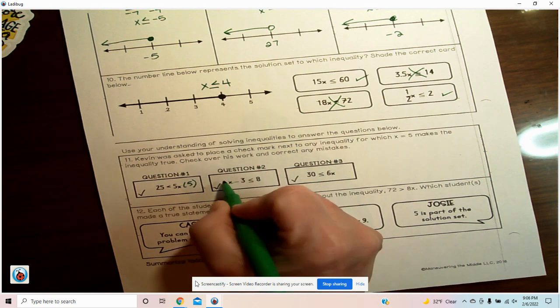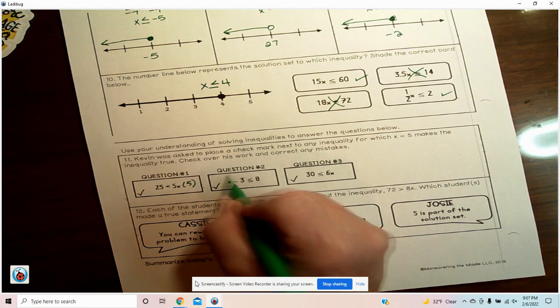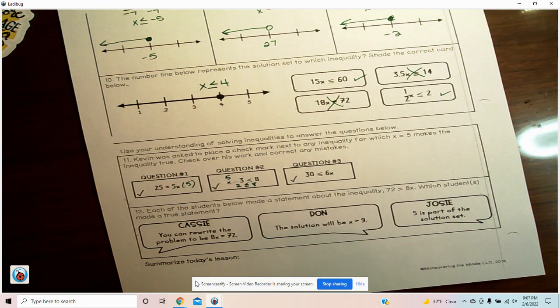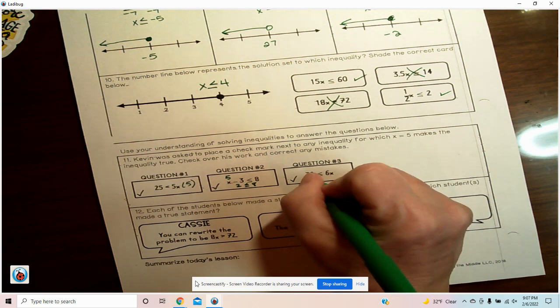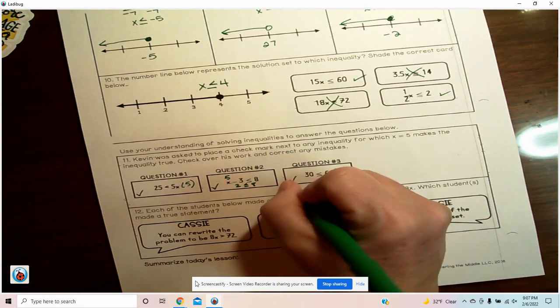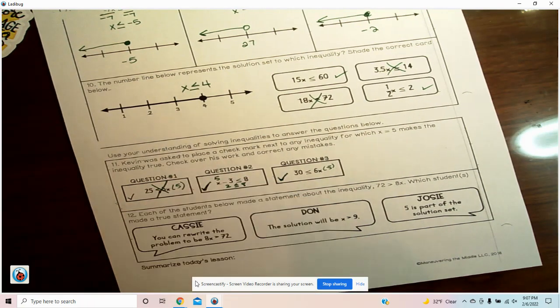Okay, if we put 5 here, 5 minus 3 is 2, which is less than or equal to 8. And then this one, 30 is less than or equal to, if we put 5 here, is 30. So this one is incorrect.